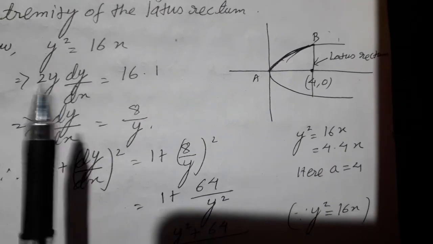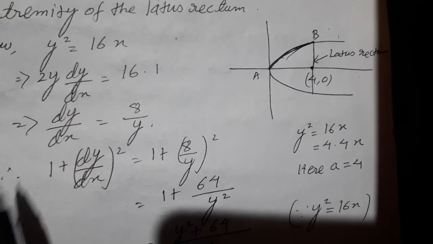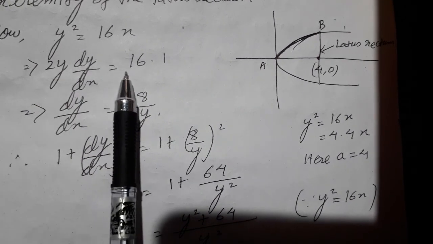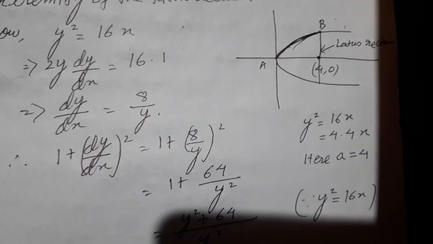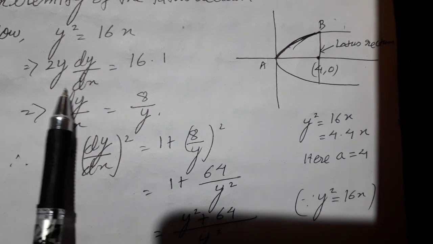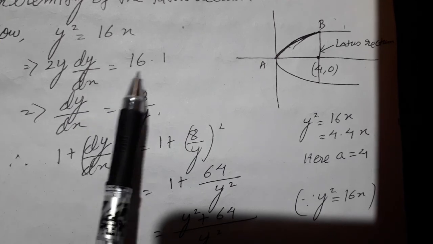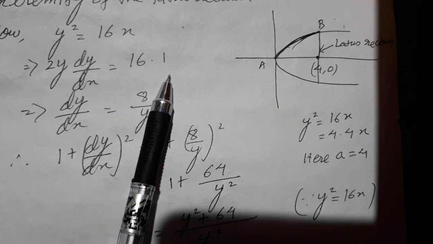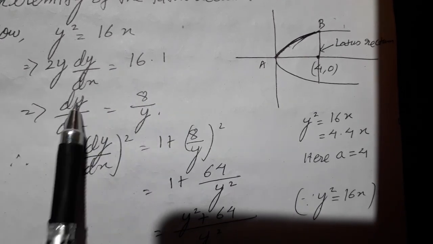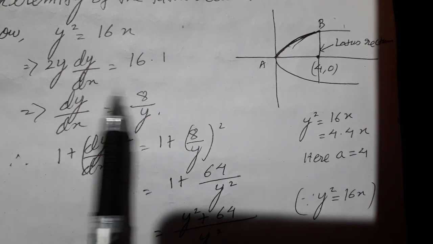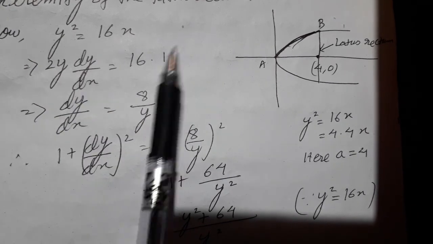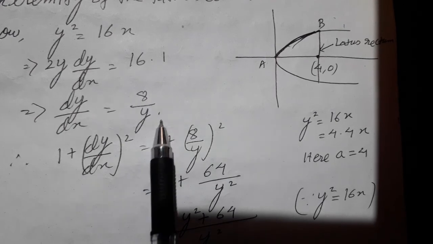First of all, I am taking the curve as y squared equal to 16x. I differentiate both sides with respect to x. So we get 2y dy by dx equal to 16, since differentiation of x is 1. So we get dy by dx equal to 16 by 2y; 2 and 16 cancel, we get 8 by y.